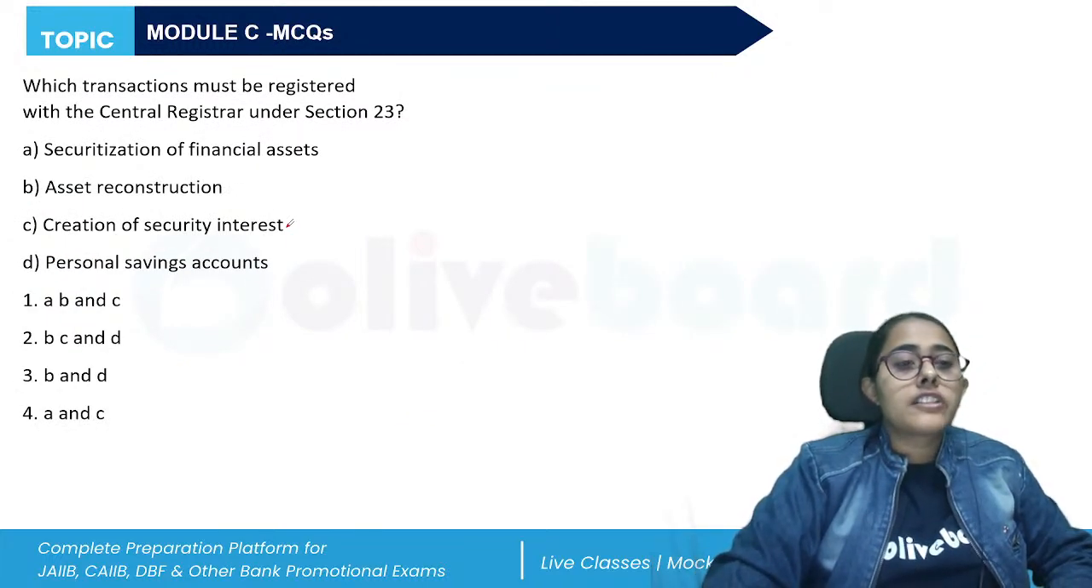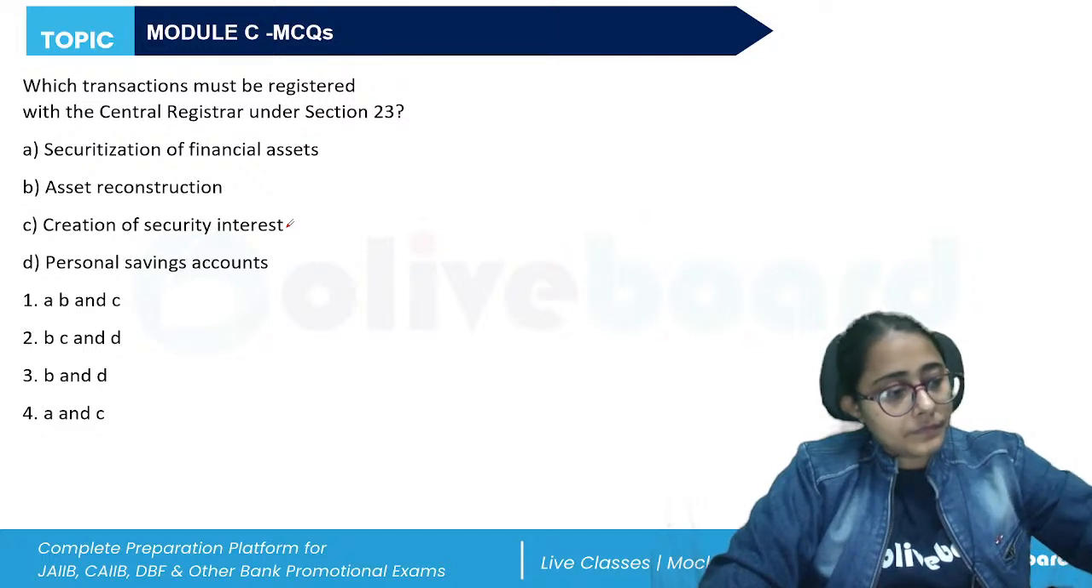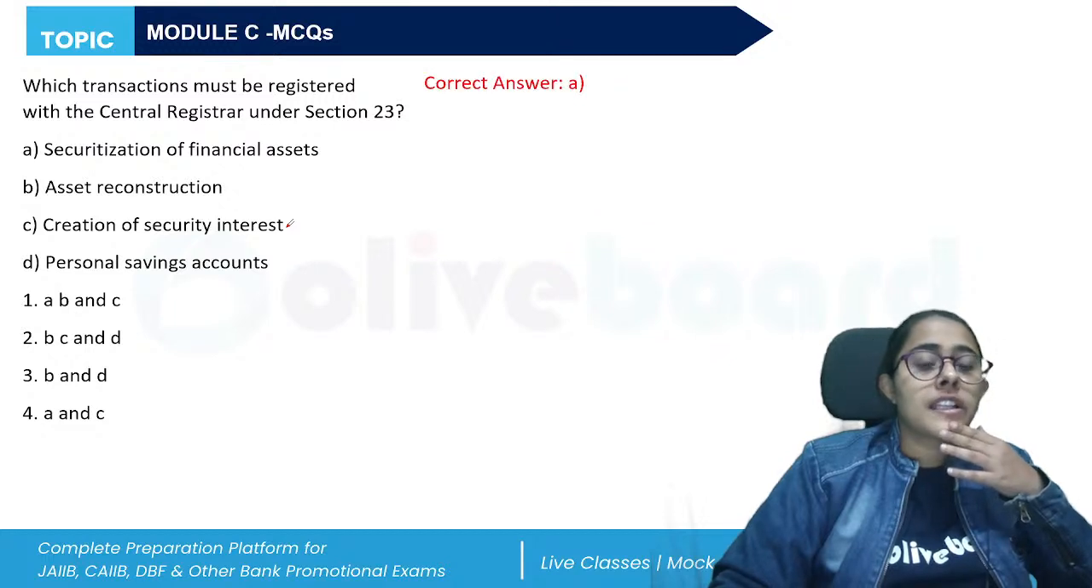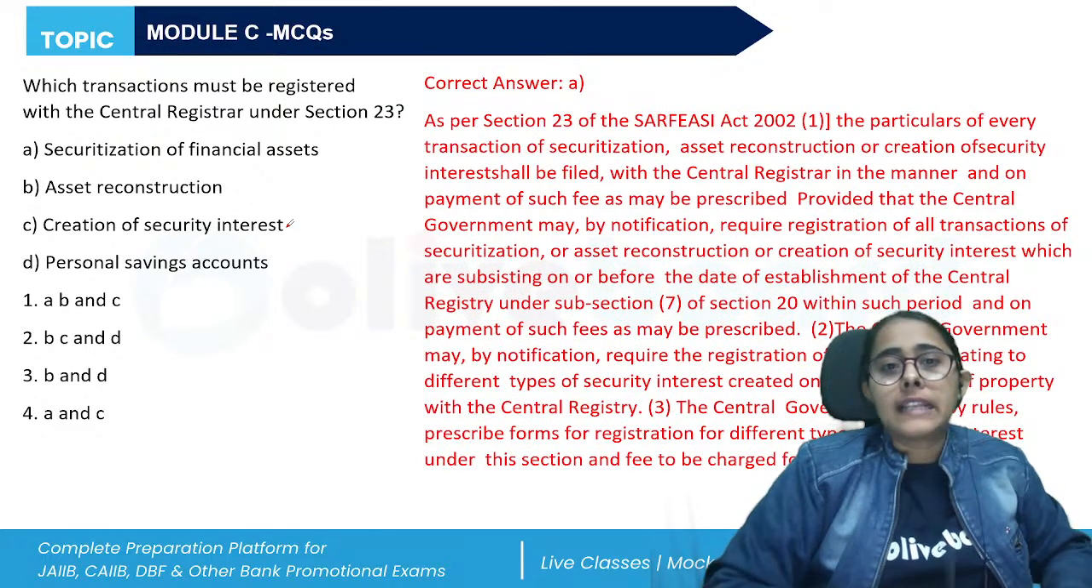Moving on. Which transactions must be registered with the central registrar under section 23? Which type of transactions under the Act are said to have to be registered with the central registrar? The securitization of financial assets, the asset reconstruction, creation of security interest, personal saving accounts. So which transactions have to be registered? Whether A, B and C, B, C and D, B and D or A and C. The correct answer here is option A, that is A, B and C.